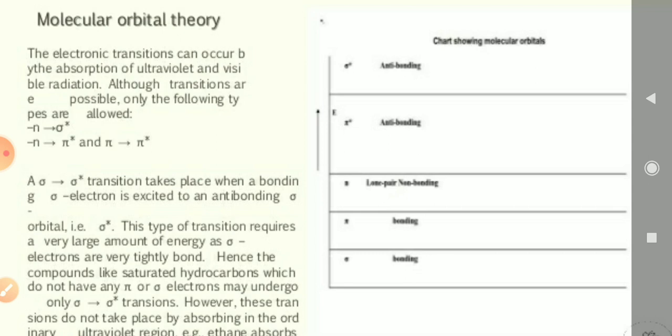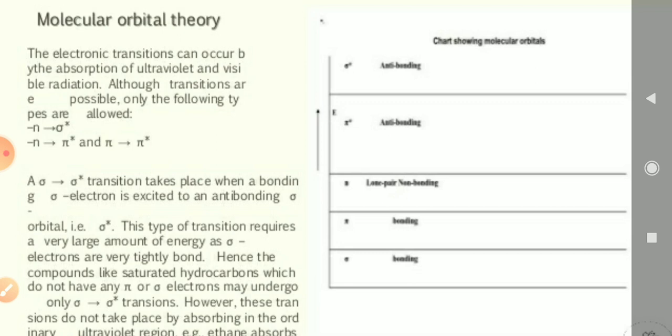The next theory is molecular orbital theory. According to this theory, the electronic transition can occur by the absorption of ultraviolet and visible region. Although the transitions are possible only in the following: n to sigma star, n to pi star, and pi to pi star.